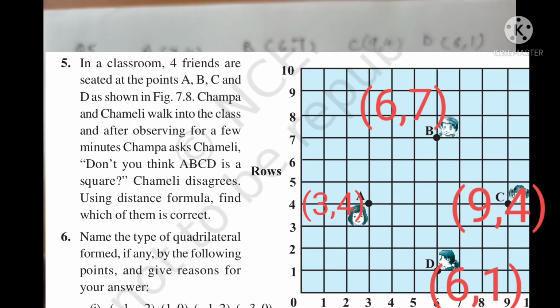So now let's see, we have to check whether it is a square or not. Again, it's an application of distance formula. How do we check for a square? What is the property of a square?